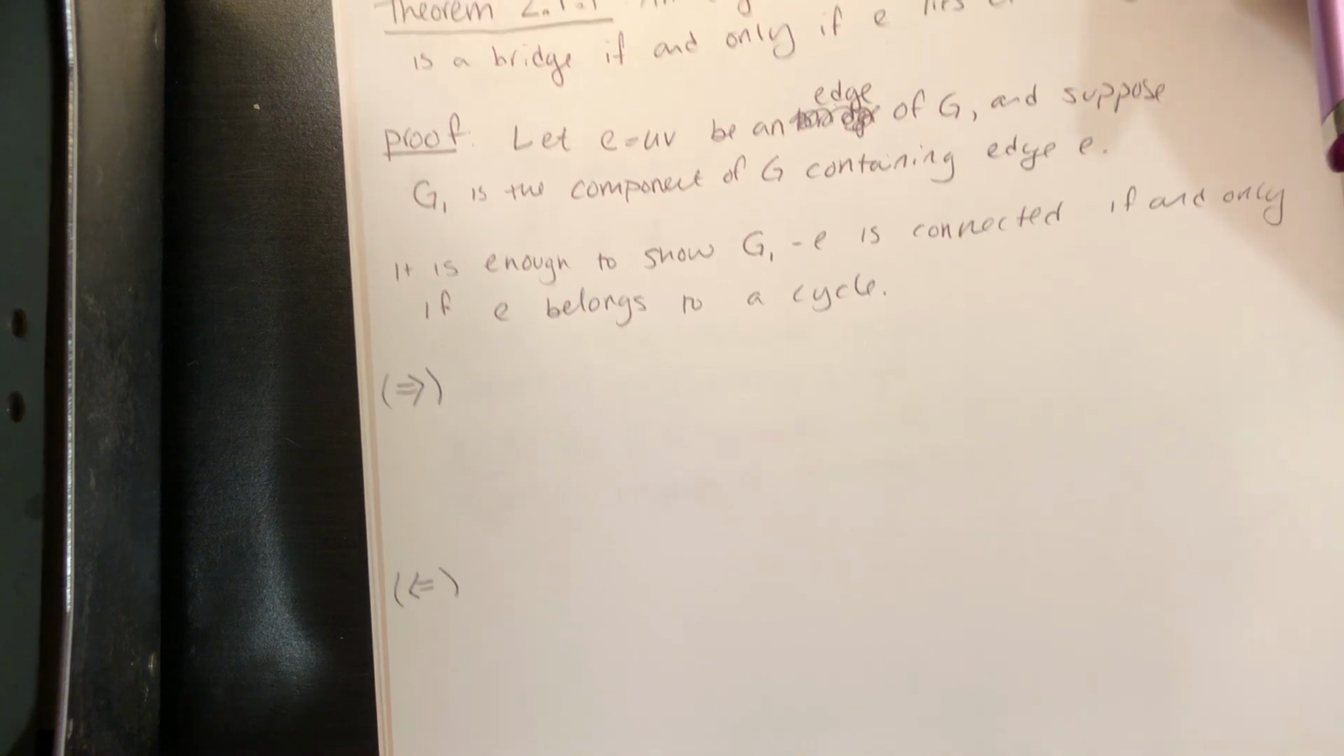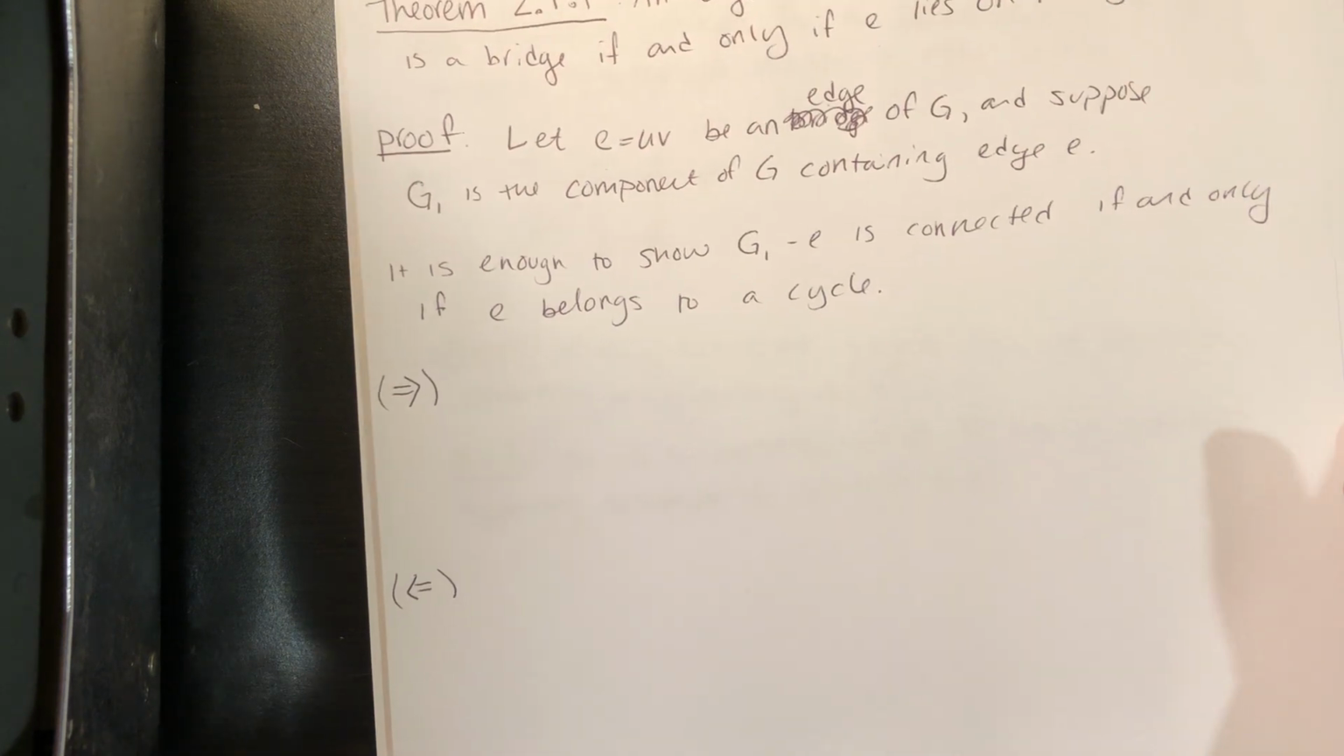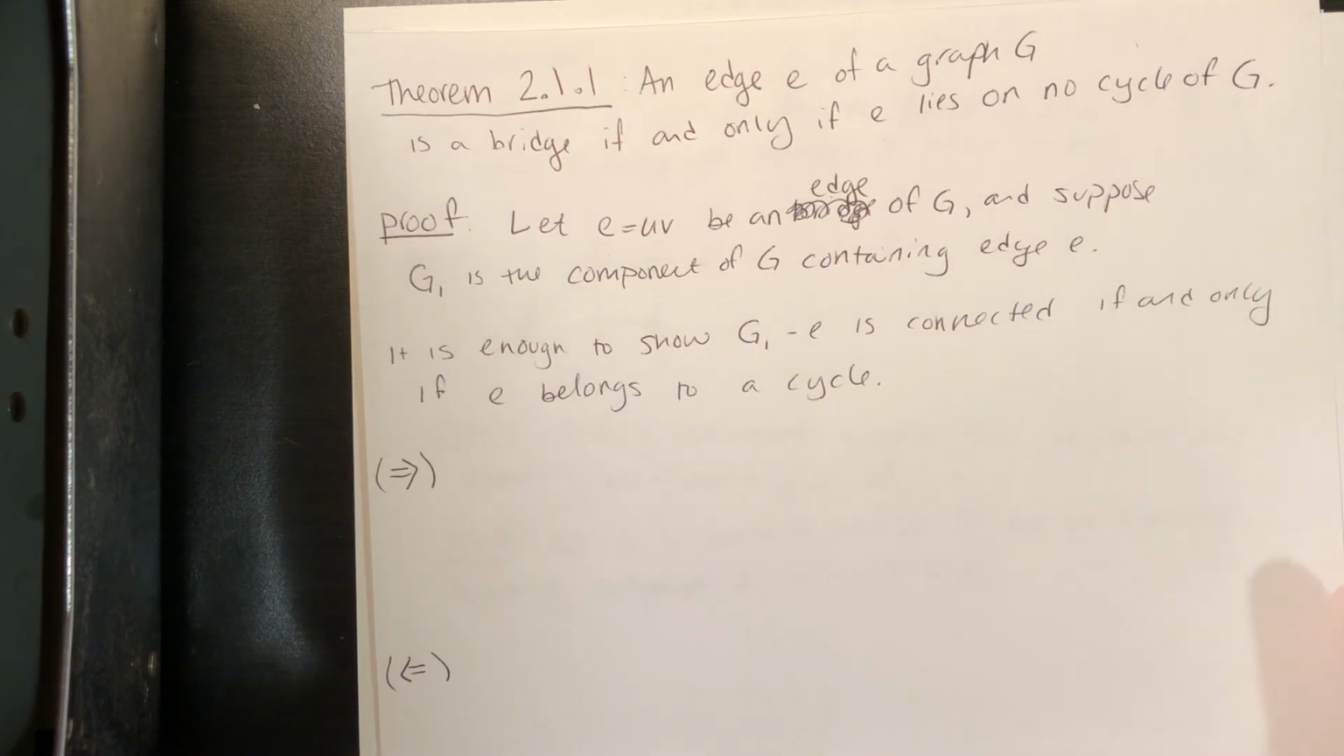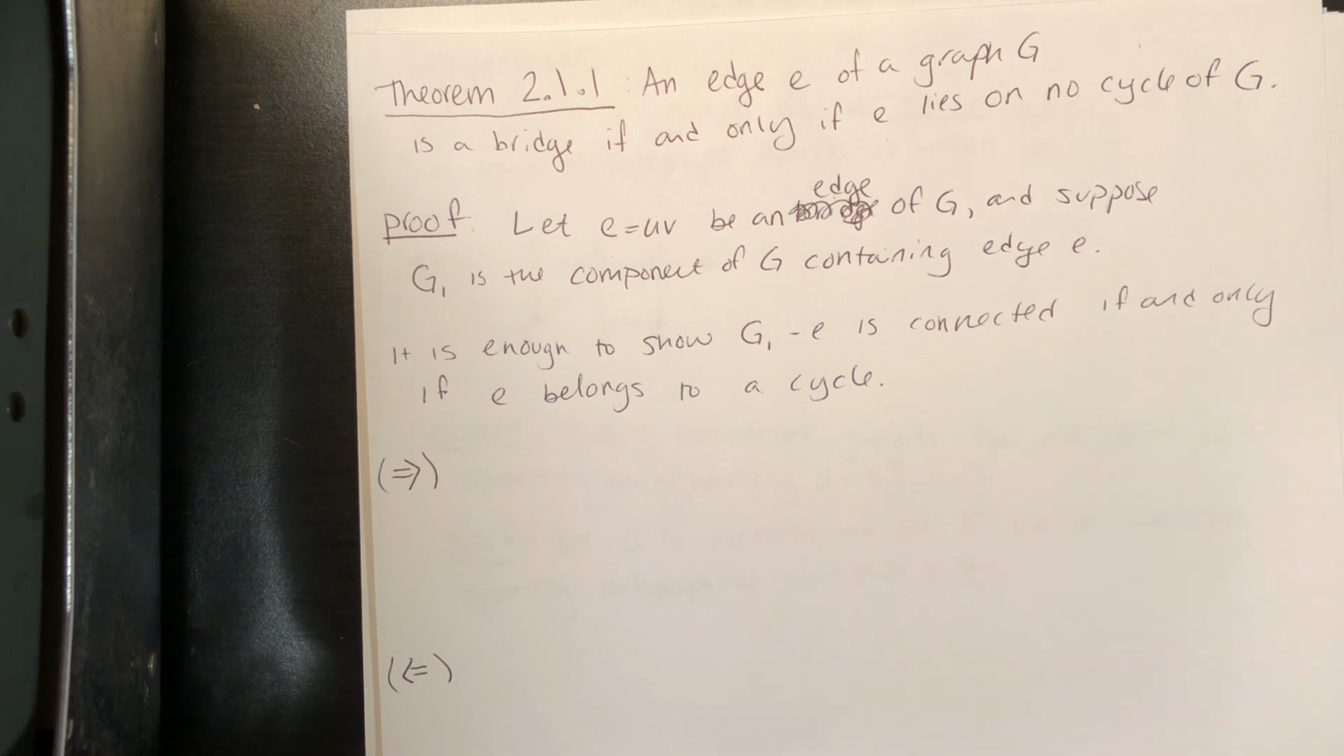So theorem 2.1.1 formalizes this a little bit. It says that an edge E of a graph G is a bridge if and only if E does not lie on any cycle of the graph. Or another way of saying that would be an edge E is not a bridge if and only if it's part of a cycle in the graph. All right, so let's try to prove that.